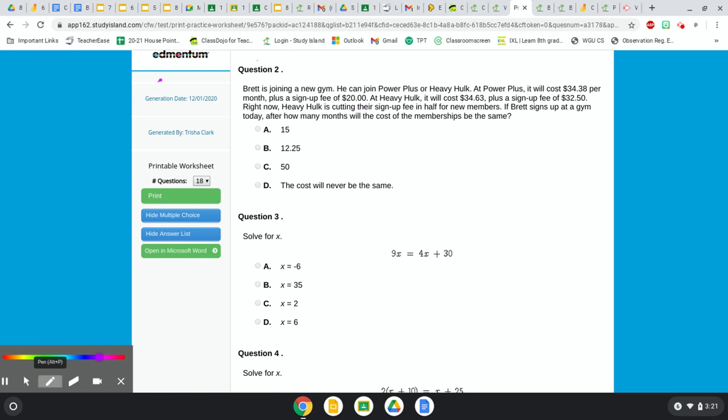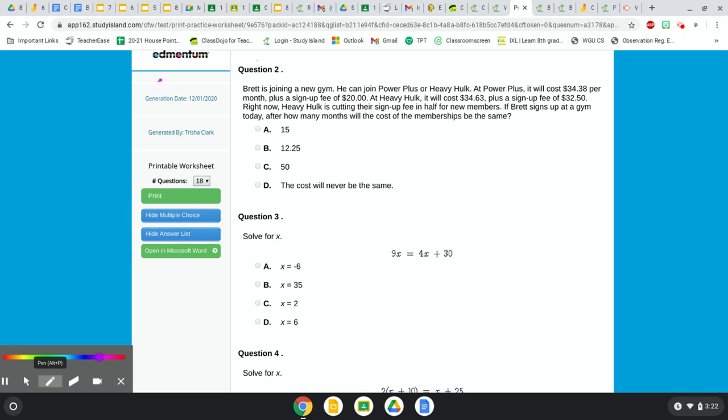All right, moving on to this next one. Question number 2 tells you Brett is joining a new gym. He can join Power Plus or Heavy Hulk. At Power Plus, it will cost him $34.38 per month, plus a sign-up fee of $20. At Heavy Hulk, it will cost $34.63, and that's implying per month, right? Plus that sign-up fee of $32.50. Right now, Heavy Hulk is cutting their sign-up fee in half for new members. Ooh, okay, we need to keep that in mind.